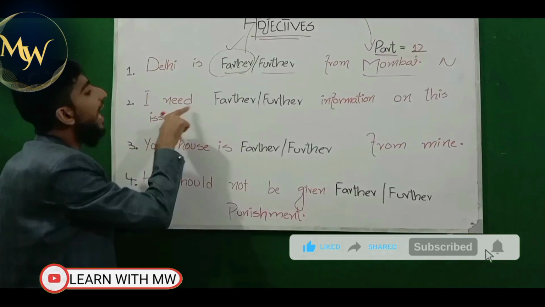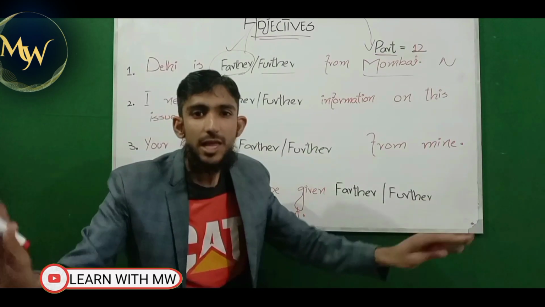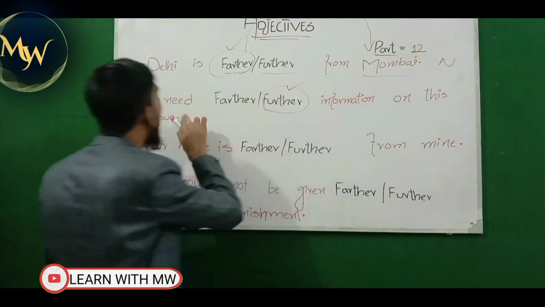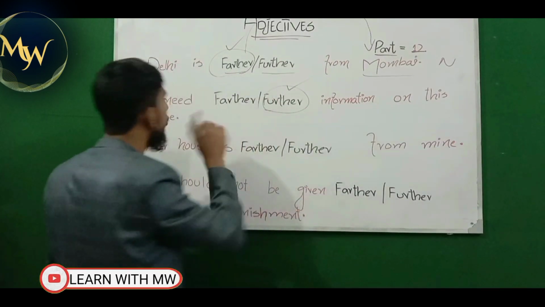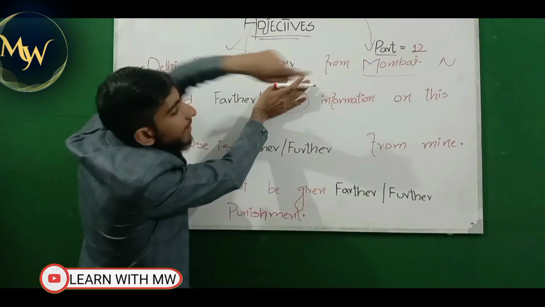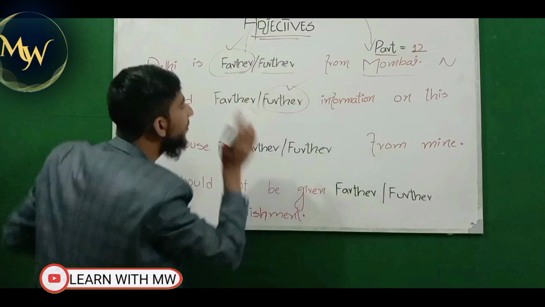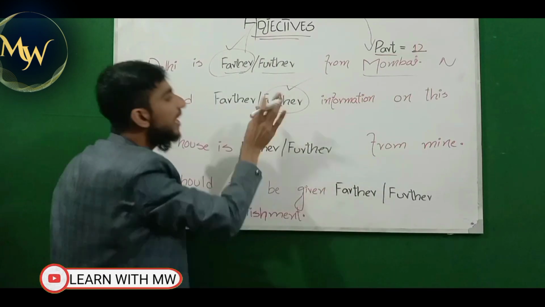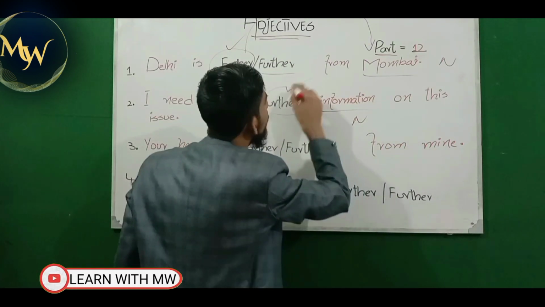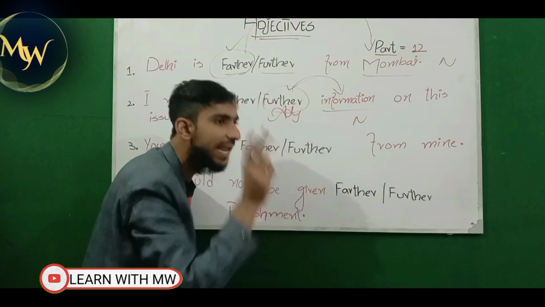Look at the second example. I need information on this issue. Here we are referring to anything additional, and for anything additional we use the term further. So I need further information on this issue. When I remove further, the sentence will be like this: I need some additional information on this issue. So in place of additional information, the grammarian used the term further. And here information is a noun, and those words which add meaning to the noun we call adjectives. So further is also behaving as an adjective.